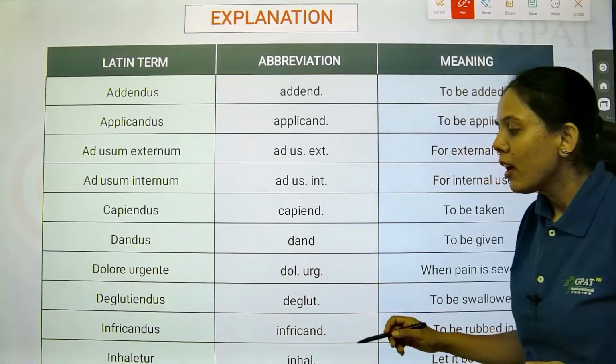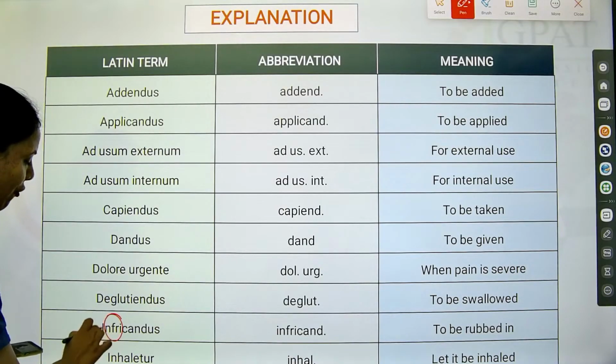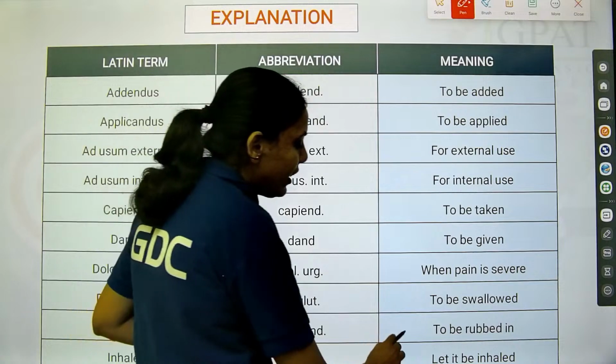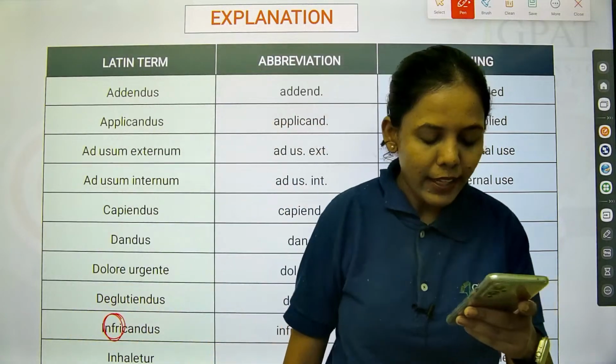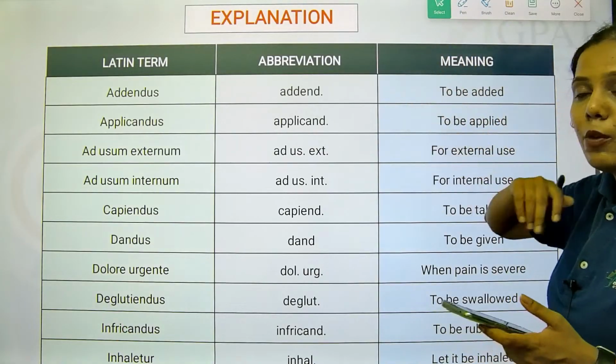So to be given. In fricandus is there, right? This is also one like a trick. Fri means what? Friction. Friction means something you will apply with rubbing. So to be rubbed in. Okay, so like that some certain Latin terms are there. qs, you remember, is to make.